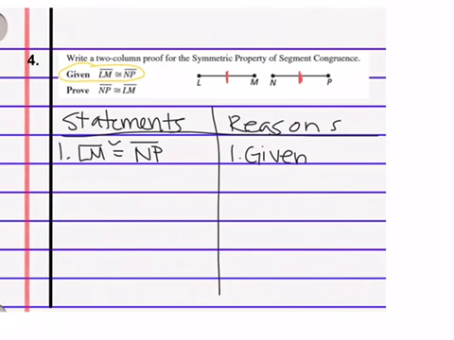Okay, then line 2. This might feel kind of redundant, but I'm going to say line segment LM equals line segment NP. So the difference is I'm not saying congruent, I'm saying equals. All right, and my reason is going to be the definition. I'm going to abbreviate a little bit. Definition of congruent segments, using the symbol.